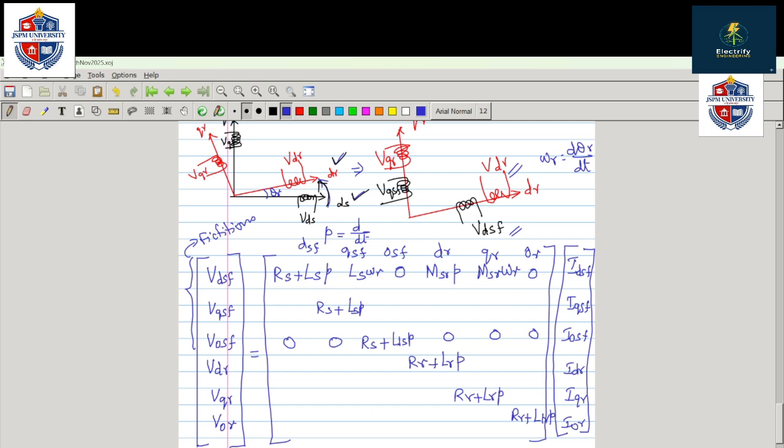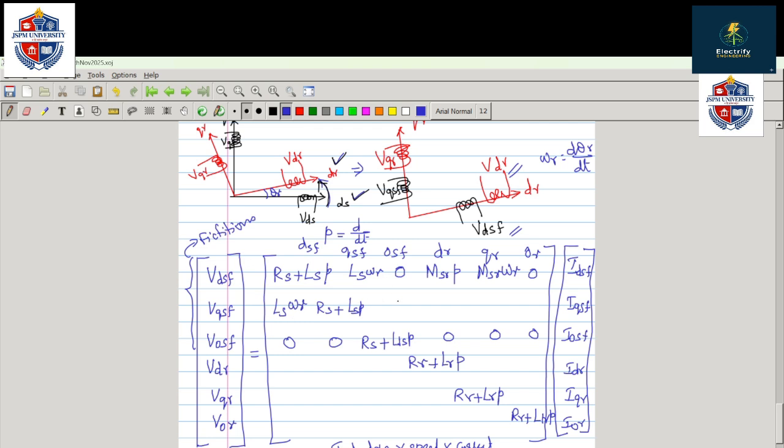So the speed EMF term is nothing but inductance into speed into current. Inductance, speed, and current. So now we have written this. Then next VQSF. So QSF and DSF are both perpendicular to each other. Obviously we have a speed EMF term, but both are self-inductance, both are the stator winding. Therefore, stator winding inductance into omega R.